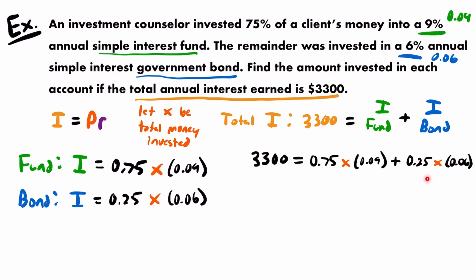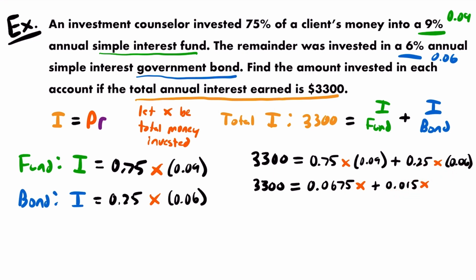Okay, so let's work on solving this equation. First thing I'm going to do is simplify. Multiply 0.75 by 0.09 and 0.25 by 0.06. Doing that, we will get 3,300 is equal to 0.0675, and that's multiplied by x, and then that's added to 0.015 times x. All right, 0.75 times 0.09 is 0.0675, and 0.25 times 0.06 is 0.015.